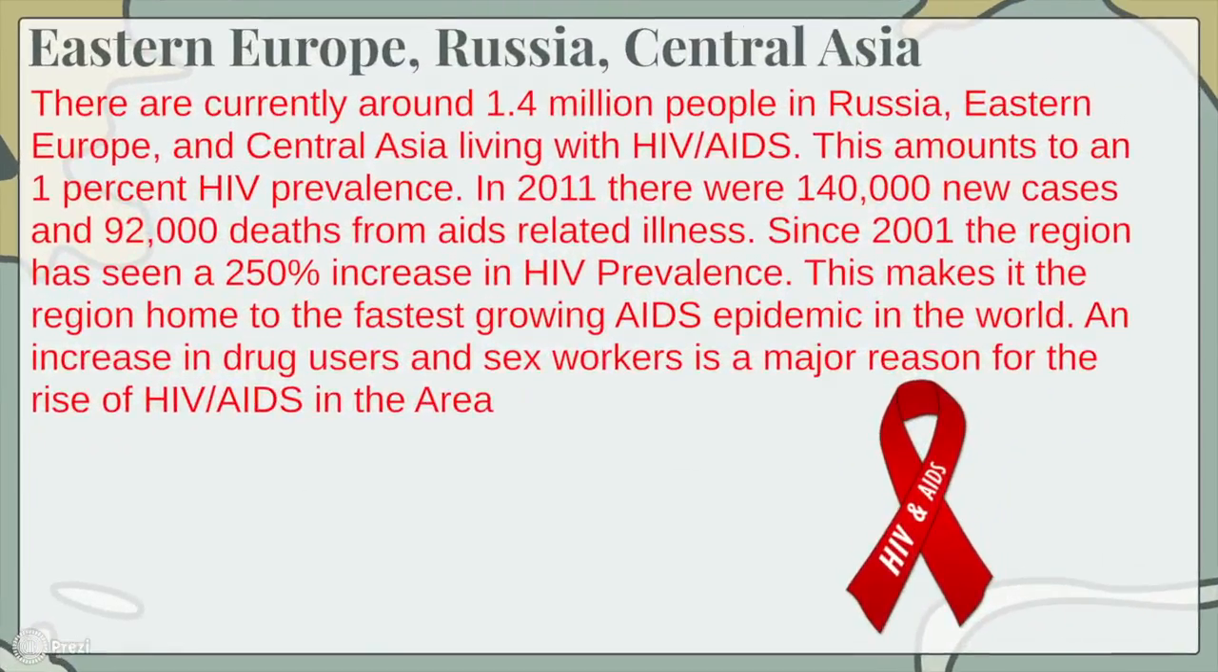There are currently around 1.4 million people in Russia, Eastern Europe, and Central Asia living with HIV and AIDS. This amounts to a 1% HIV prevalence. In 2011, there were 140,000 new cases and 92,000 deaths from AIDS-related illness. Since 2001, the region has seen a 250% increase in HIV prevalence. This makes the region home to the fastest-growing AIDS epidemic in the world. The rise of HIV and AIDS in the area is due to an increase in drug users and sex workers in the area.